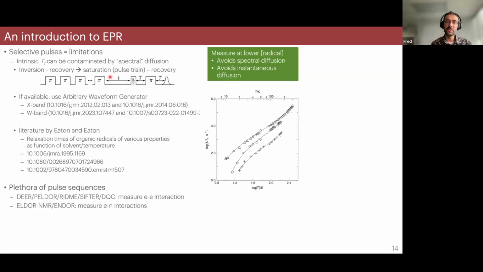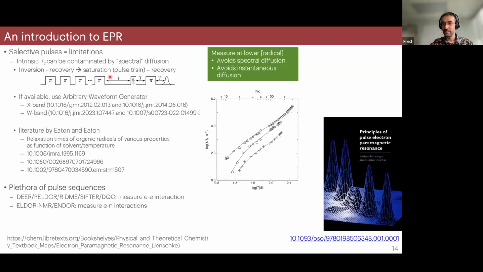Finally, I'm not mentioning that there's a plethora of pulse sequences in EPR that are inspired in part by NMR, but are also different from NMR because we are using selective pulses. And this is a book I would also recommend if you want to dig into pulse EPR. This is the one I've been reading a lot during my PhD. And there's also a somewhat free version here. This is not a typo. This is how it's written on the website.